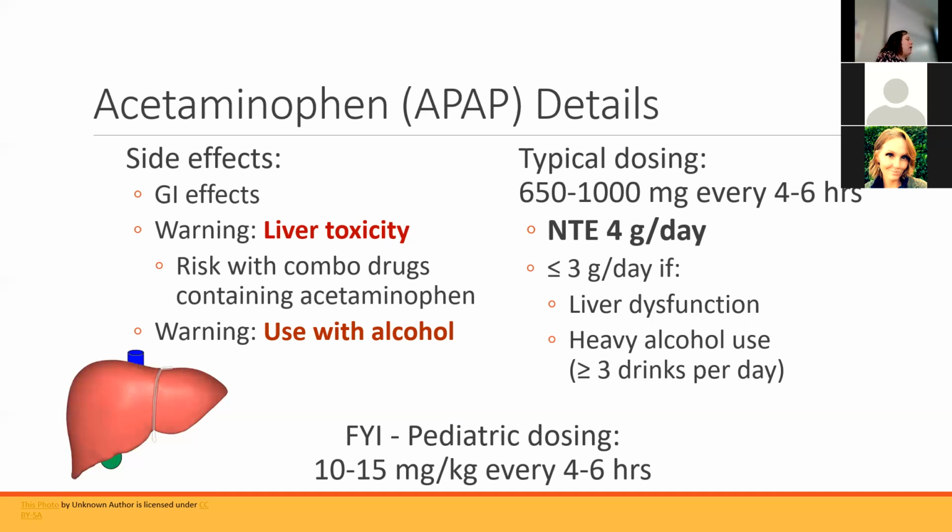And if somebody has any sort of liver dysfunction, or if they are a heavy alcohol user, so 3 or more drinks daily, then we want to cut them and keep them down to 3. We tell patients that on lower levels, but when you're actually treating a patient, it's under advisement, and you can go up to those higher doses, especially when you're not having them do this forever. Pediatric dosing, 10 to 15 milligrams per kilo, also every 4 to 6.